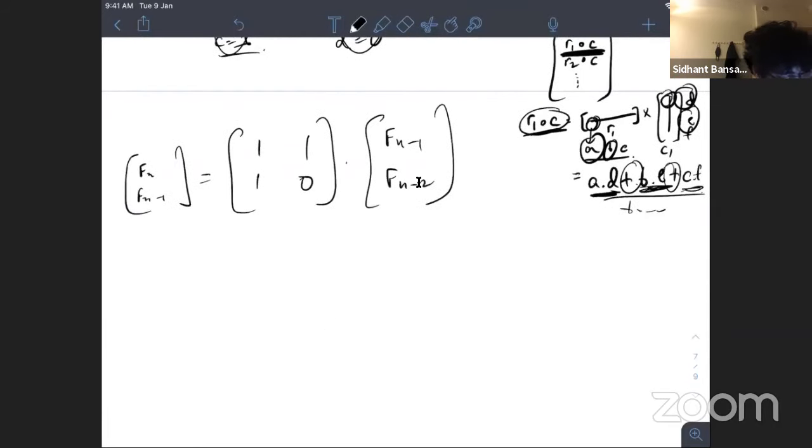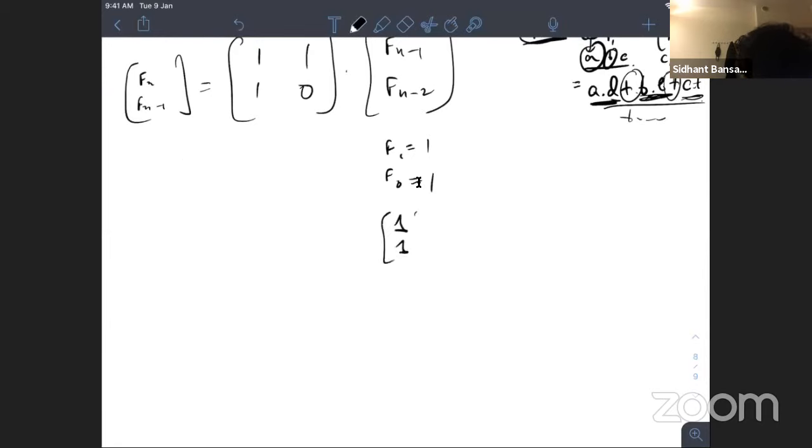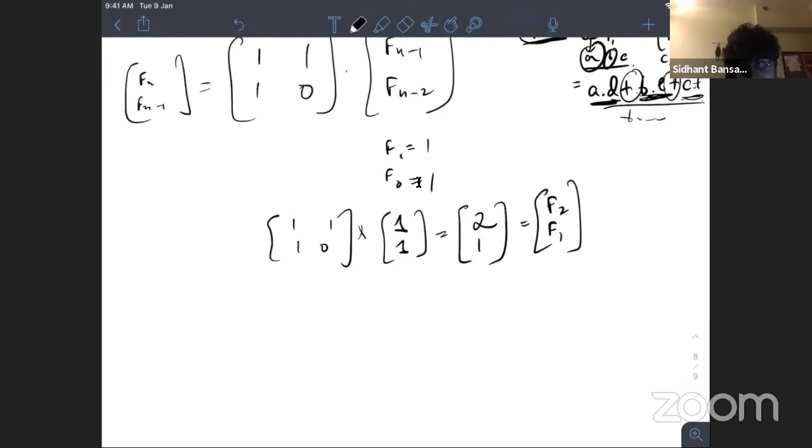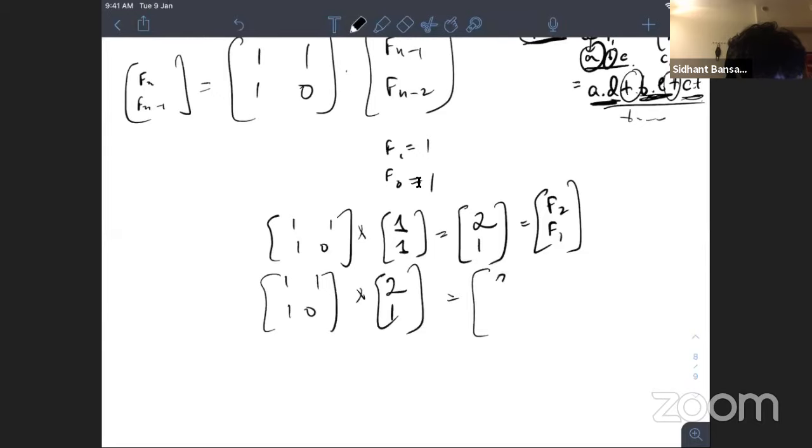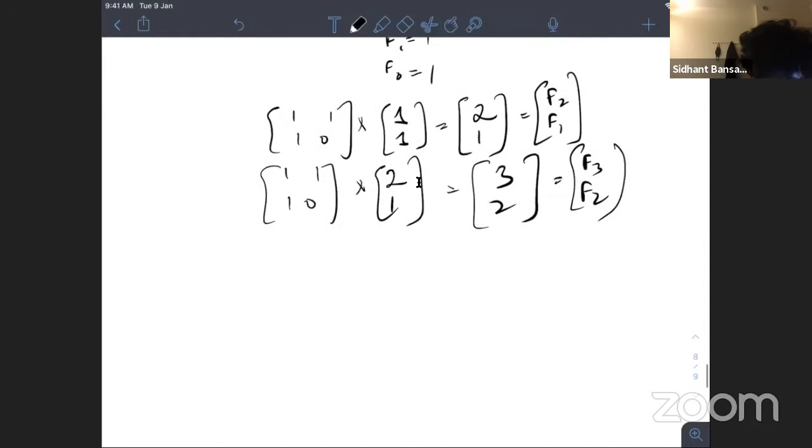Now try this out. Let's say F1 is equal to 1 and F0 is equal to 1. So you have this vector 1, 1, and the matrix 1, 1, 1, 0. Just try the matrix multiplication. It comes out to be 2, 1, which is equal to F2, F1. Not a surprise, right? Let's try this again. You have 2, 1 here, and you again multiply with 1, 1, 1, 0. What does it come out to be? 3, 2, which is F3, F2. Not a surprise. Then let's try again, 3, 2 with 1, 1, 1, 0.